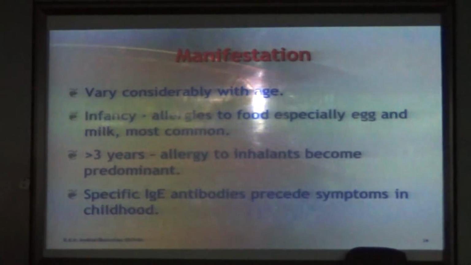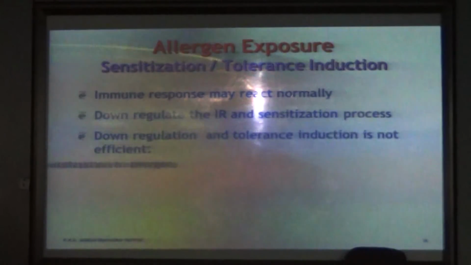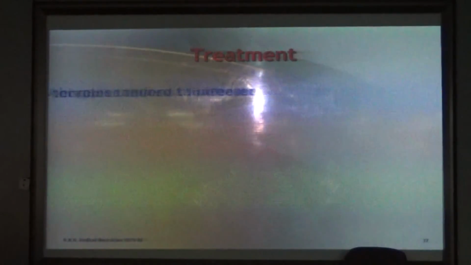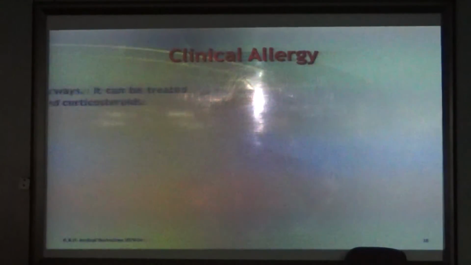All right. So again, I want to show you something I've talked to you about. Immune response normally, downgrade, whatever you have to do, formation of IgE antibodies, treatment. So treatment is allergen avoidance: food, dust, pollen, pets, house dust mites, whatever it is. Drug therapy you have to give, and finally desensitization of individuals that you have to do, especially with allergic conditions.